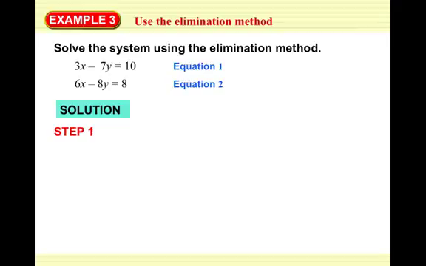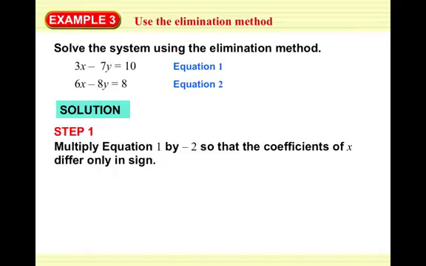All right, so step 1, we want to get opposite coefficients in front of one of our variables so that when we add the two equations together, one of the variables is eliminated. So I'm going to multiply this first equation by negative 2 so I can get rid of my x's. The reason that'll work is negative 2 times 3 will be negative 6, and so that'll give me opposites for my x's. And so when I add the two equations together, the x's will cancel out.